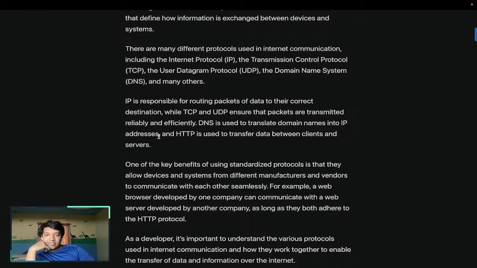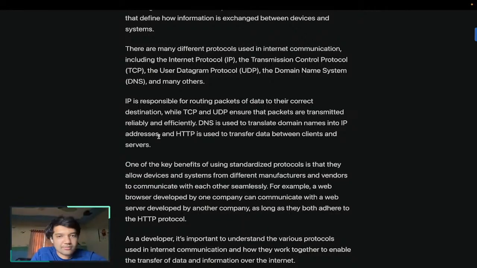IP is responsible for routing to the correct destination, while TCP and UDP ensure packets are transmitted reliably and efficiently. DNS is used to translate domain names into IP addresses, and HTTP is used to transfer data between client and server.